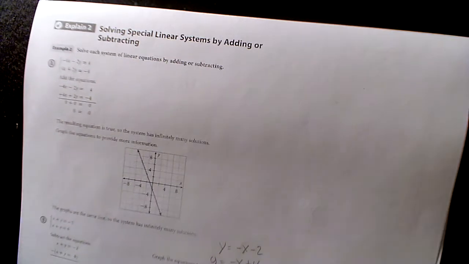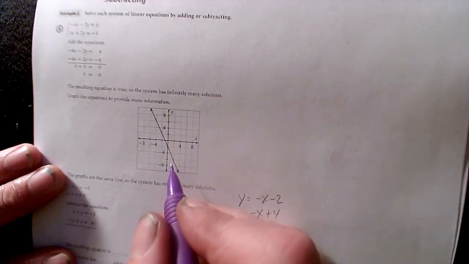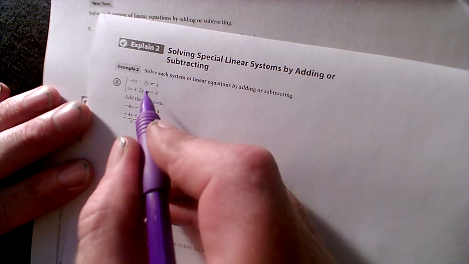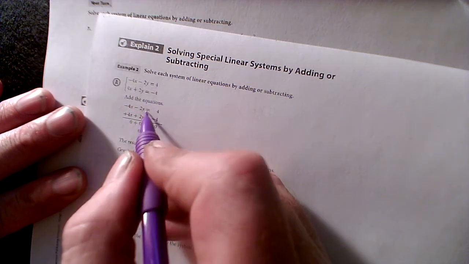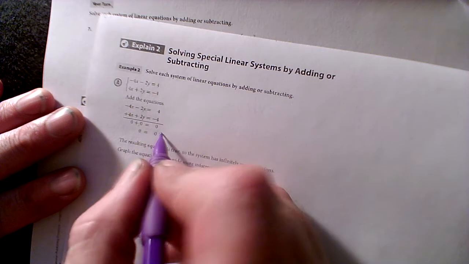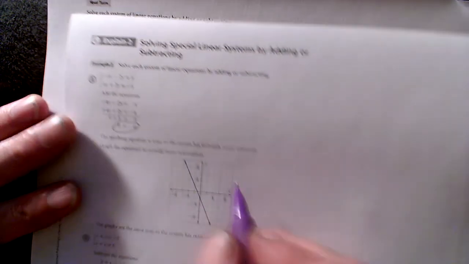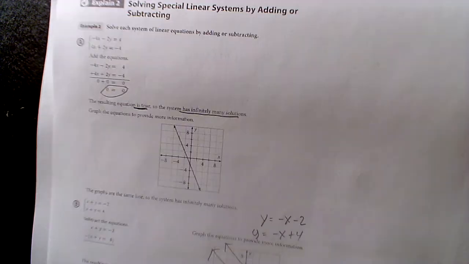Alright, much like when we did substitution, we have two special systems, and we're just going to review them by graphing. One system is when you have the same line. Let's say I combine these two equations here. Notice our x's are going to cross off and our y's are going to cross off, and I'm going to get 0 equals 0. So once again, when the resulting equation is true, the system has infinitely many solutions. Just like substitution, that's something you have to commit to memory.